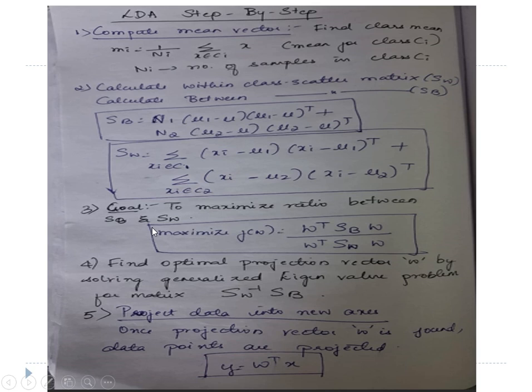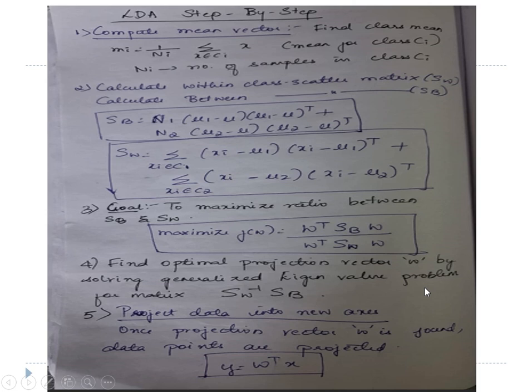Now coming to step 3, where the goal is what? We have to maximize the ratio between the between class scatter matrix and the within class scatter matrix. So you have to maximize J(W). What is J(W)? W transpose into SB, which is the between class matrix, into W, divided by W transpose into SW, that is the within class scatter matrix, into W. So basically you are finding the ratio between SB and SW, and the ratio has to be maximum. The fourth step is you find the optimal projection vector by solving the generalized eigenvalue problem.